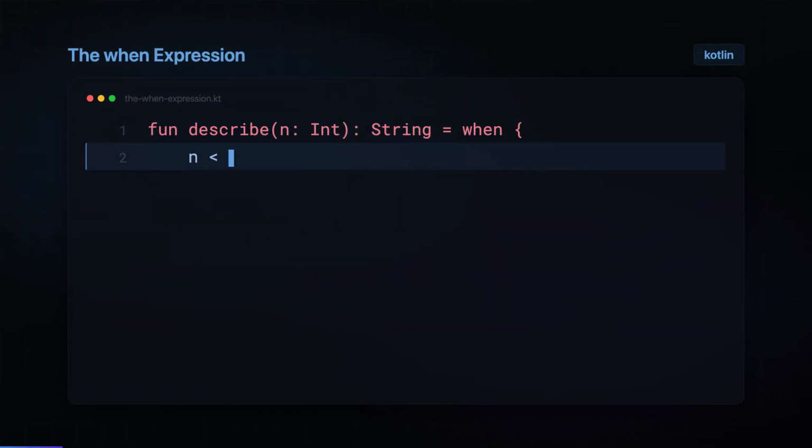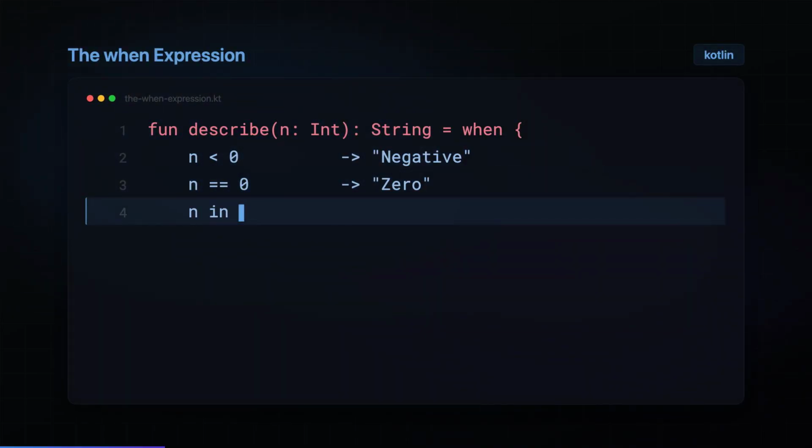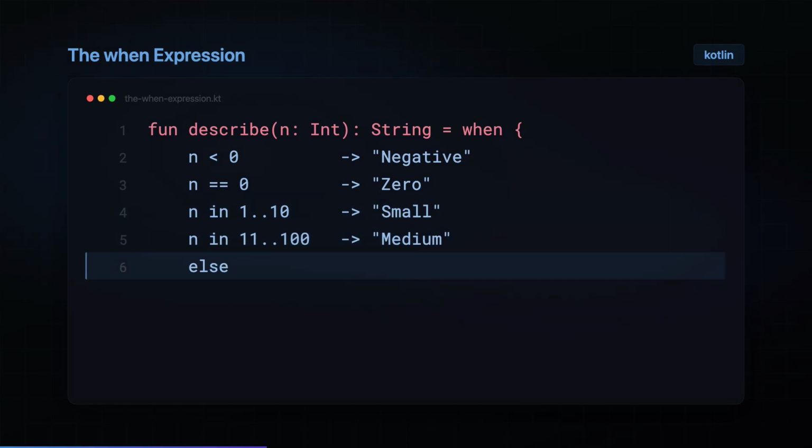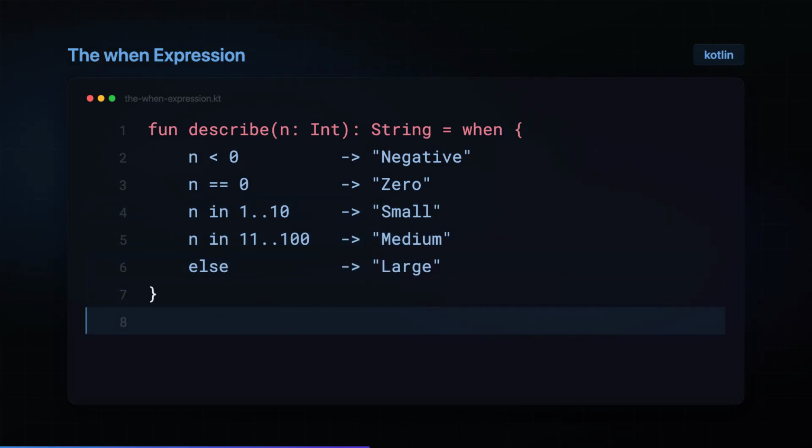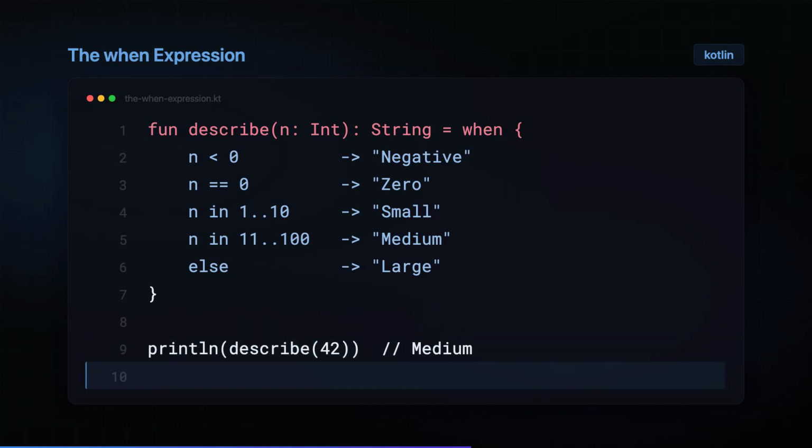Kotlin replaces Java's switch with when, a far more powerful expression that returns a value, matches on ranges and types, and requires no break statements. Use it without an argument, and each branch becomes a Boolean condition, replacing chains of if else.